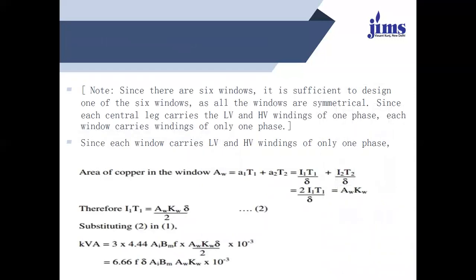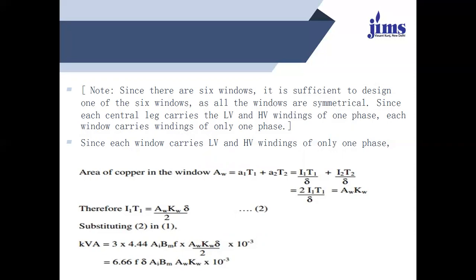Since there are six windows, it is sufficient to design one of the six windows, as all the windows are symmetrical in nature. Since each central leg carries the LV and HV winding of one phase, each window carries windings of only one phase too.